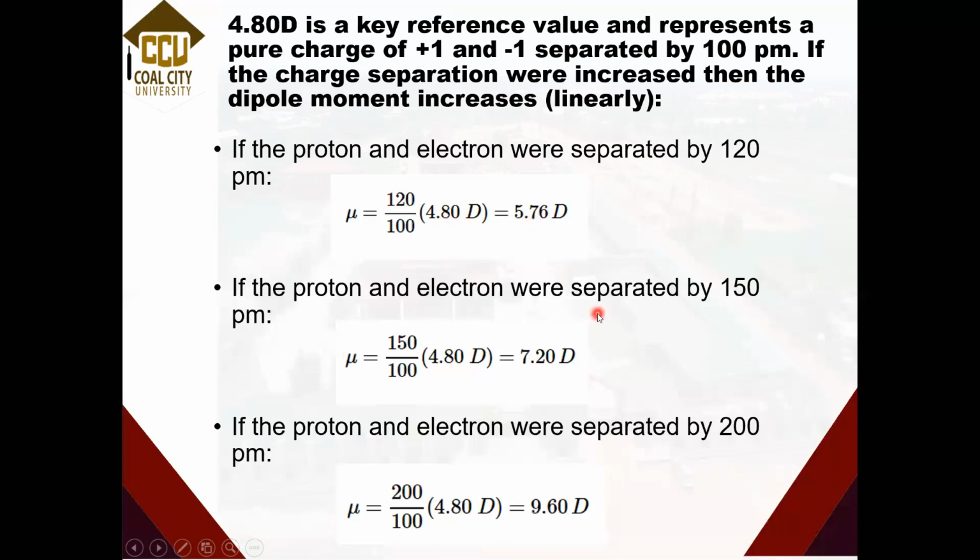5.76 D. If I do for 150, I'll say 150 divided by 100 times 4.80 D, it gives me 7.2. 200 gives me 9.60. You can see it is increasing as the distance increases. So that proves the fact that the larger the distance, the higher the dipole moment.